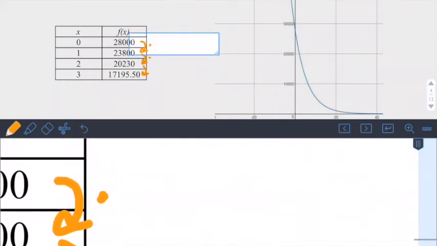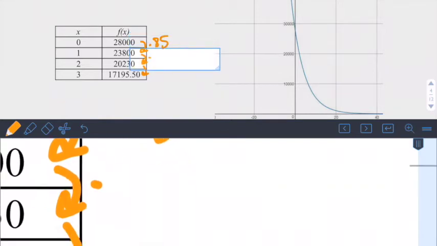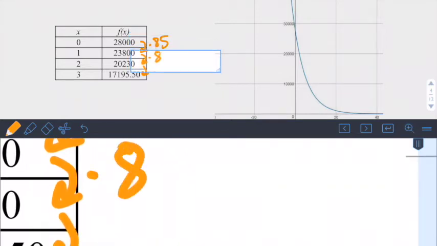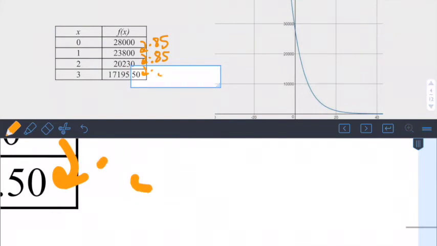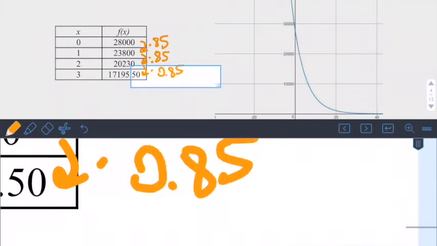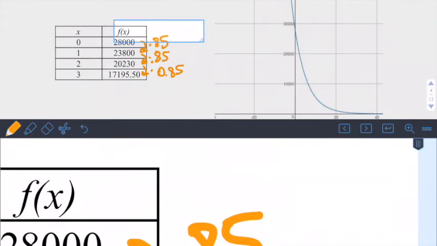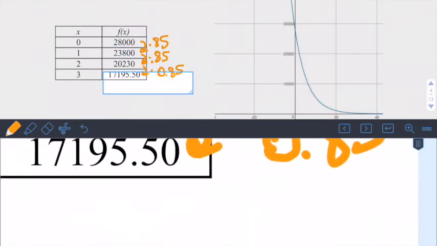So this is the value that we're trying to get, times 0.85. That's what we're doing every single time, right? Multiplying times 0.85, right? That less than 1. Because we're multiplying by a number less than 1, it's getting smaller.